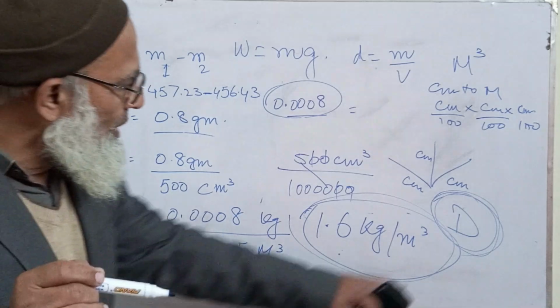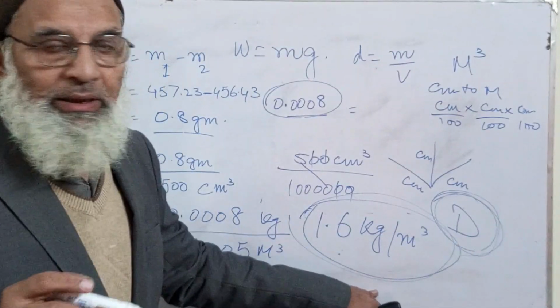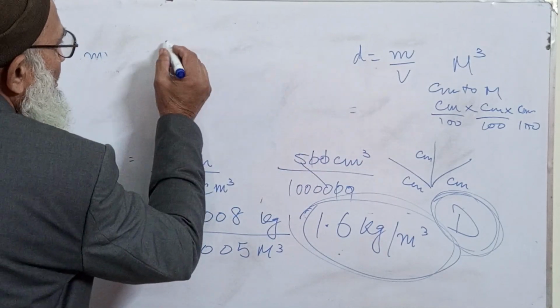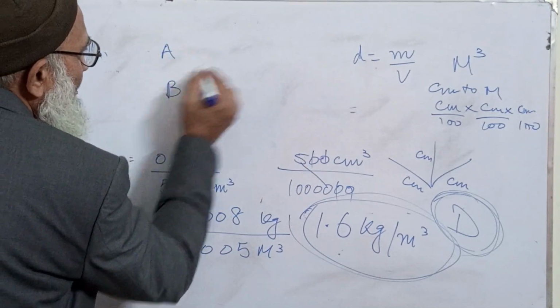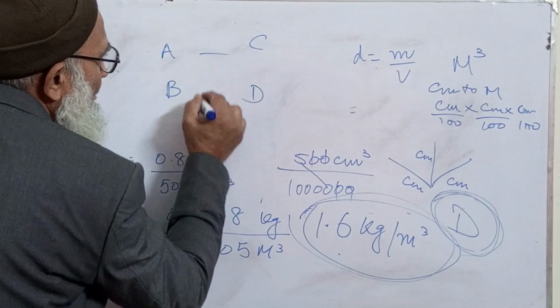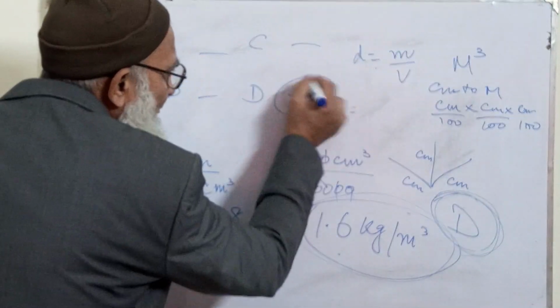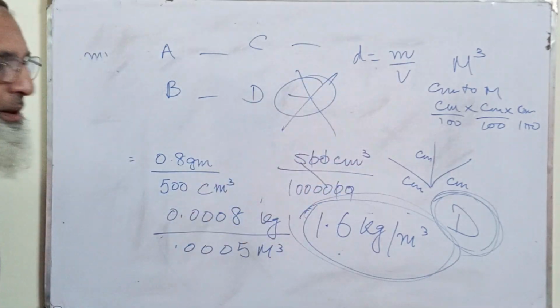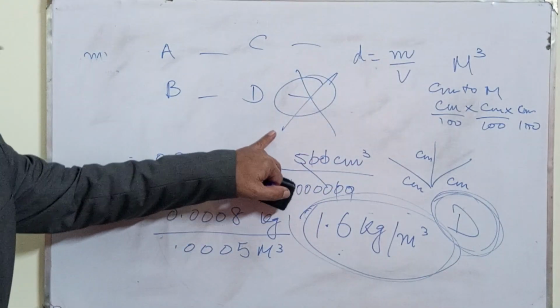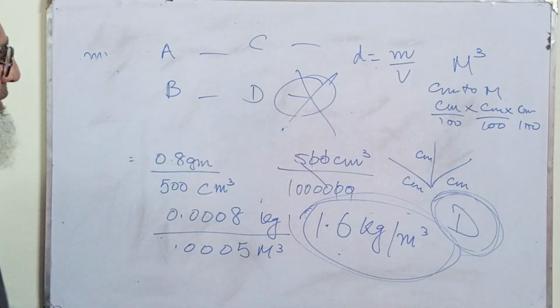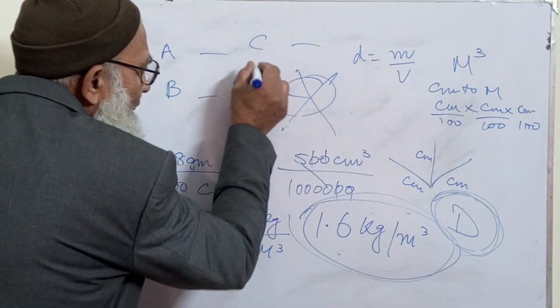Encircle your choice, not the answer. There are four choices: A, B, C, D. Never do this. This is your answer. Do not encircle this, but only encircle your choice.